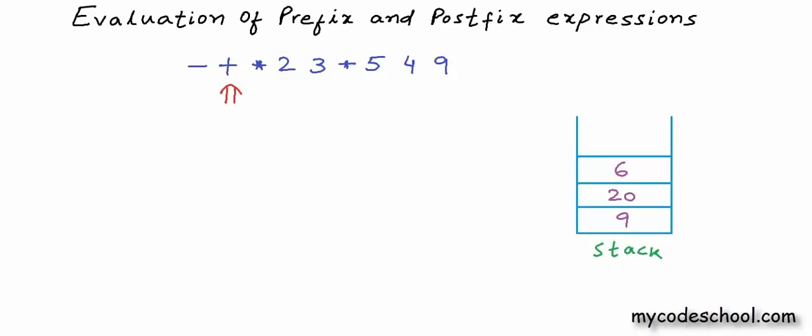Now we have this addition. The 2 elements at top are 20 and 6. They will be popped and their sum 26 will be pushed. Finally we have this subtraction. 26 and 9 will be popped out and 17 will be pushed. And finally this is my answer. Prefix evaluation can be performed in a couple of other ways also, but this is the easiest and most straightforward.